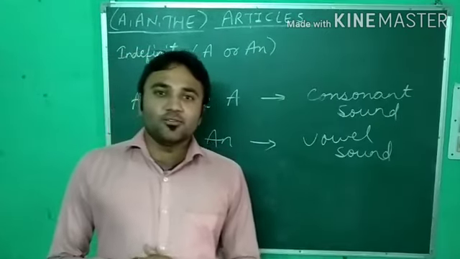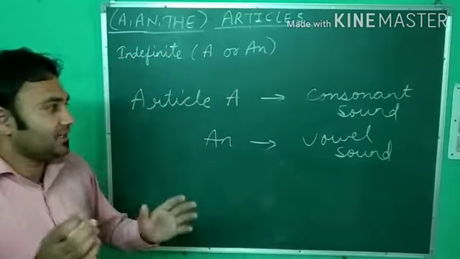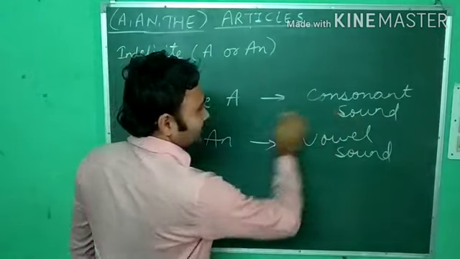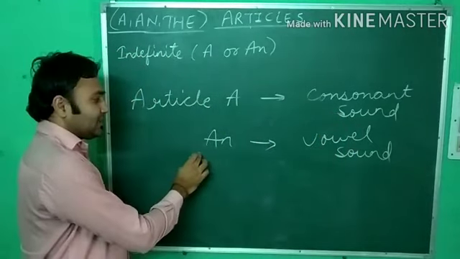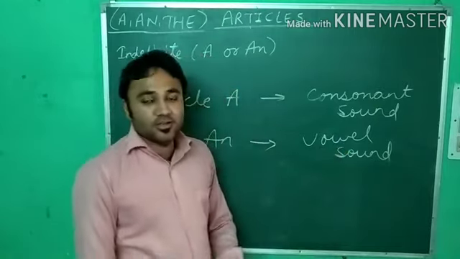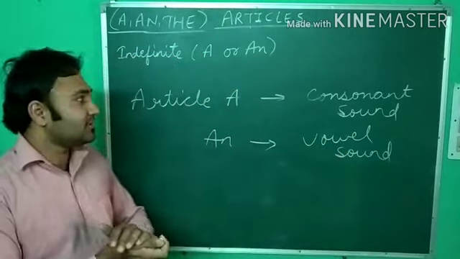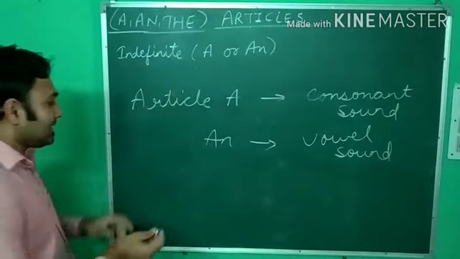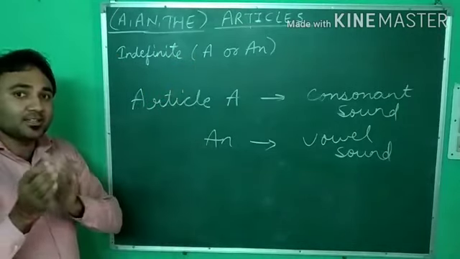Now, let us recall what we have read till now. Dear students, we use article A before a consonant sound and we use article N before the word beginning with a vowel sound. And one more thing you should remember, that whenever we use indefinite articles before a noun, it gives us the meaning in a general way.